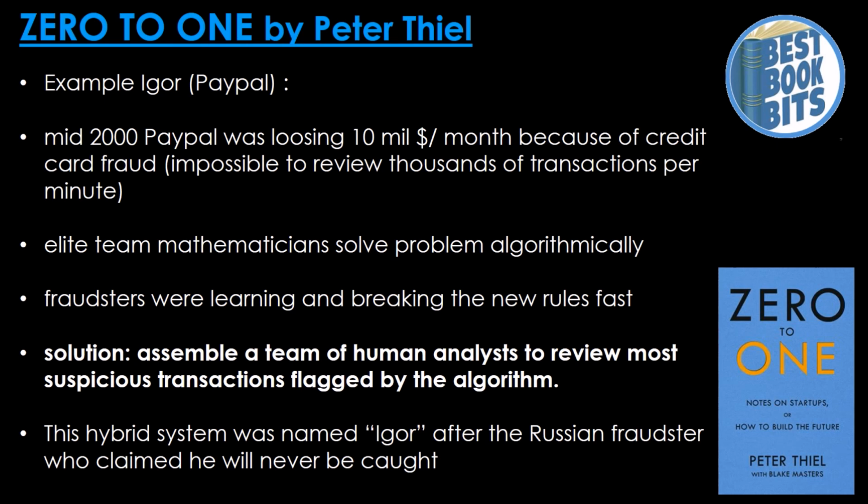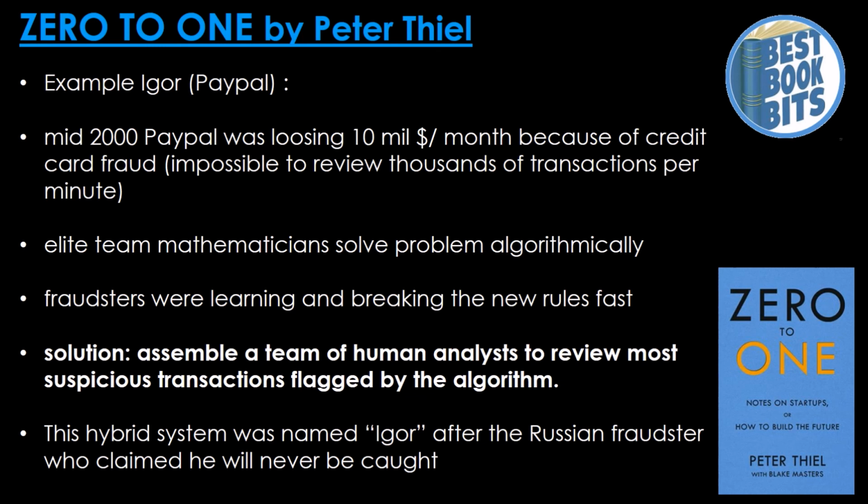Example, Igor. In the mid-2000s, PayPal was losing $10 million a month because of credit card fraud. It was impossible to review thousands of transactions per minute. An elite team of mathematicians solved problems algorithmically. Fraudsters were learning and breaking the new rules fast. Solution? Assemble a team of human analysts to review the most suspicious transactions flagged by the algorithm.